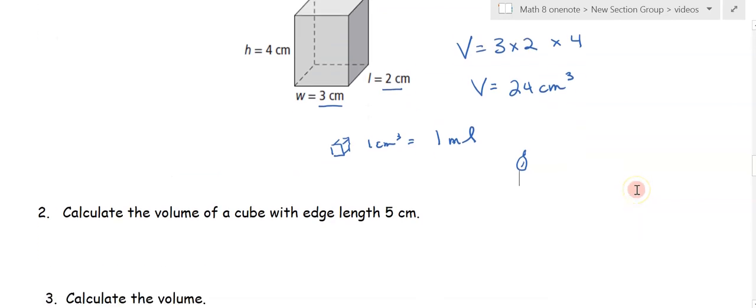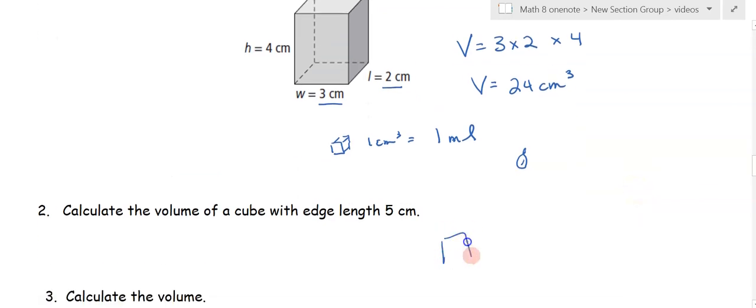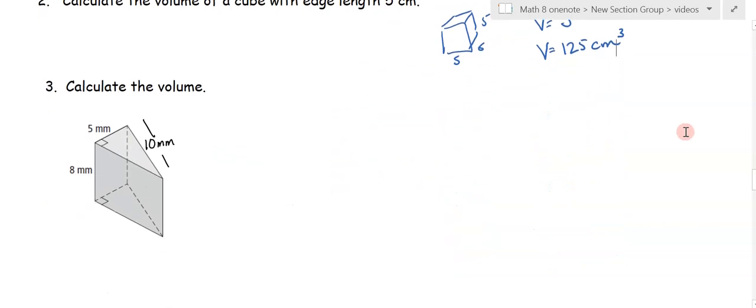Calculate the volume of a cube with edge length 5. Well, if it's a cube, they're all the same, 5 by 5 by 5 centimeters. So you can either write area of base 5 times 5 and then multiply by the height of 5, or you can write 5 cubed as a shortcut, and you would get the volume to be 125 centimeters cubed, or 125 milliliters.